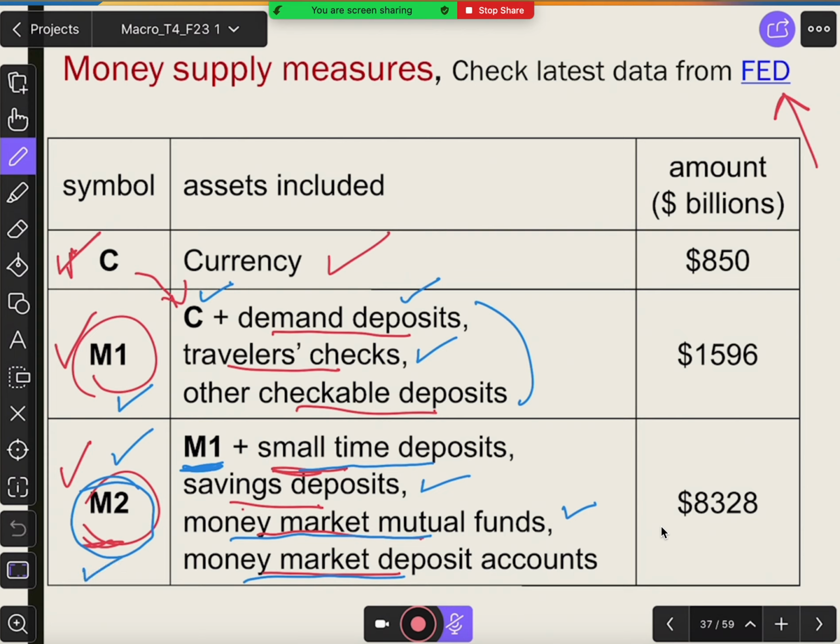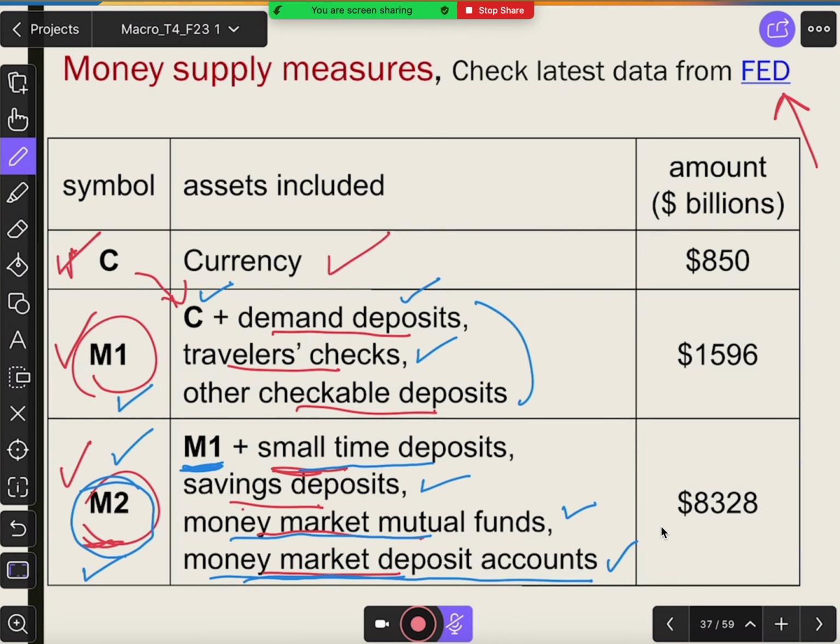And why do they use M2? They use M2 because it gives a broader definition of money. It's not only your checking accounts, but it also includes securities, and savings accounts that earn interest. So, for example, the very last one, the money market deposit accounts, would be those savings accounts that have higher interest rates but also higher restrictions. It has minimum balance requirements, limits on transactions, so all of these restrictions.